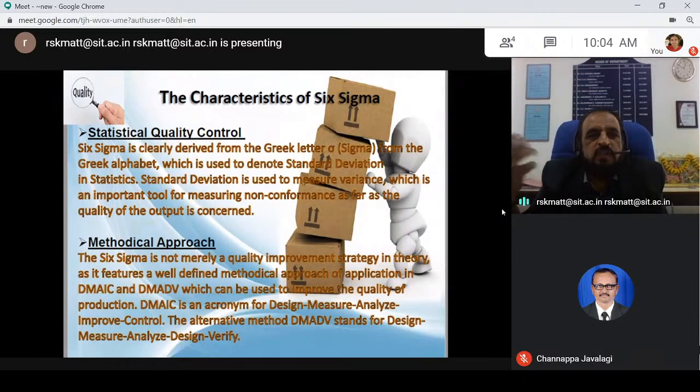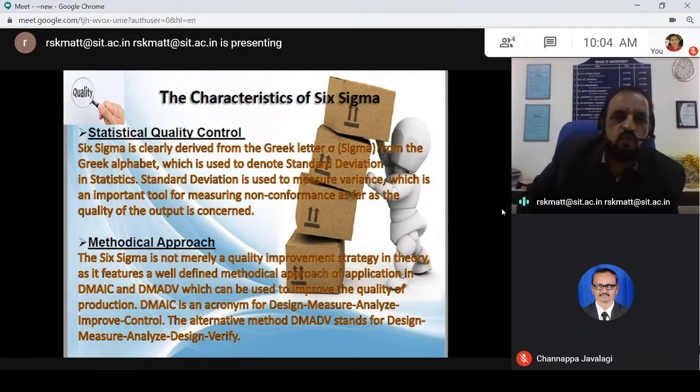Statistical quality control is used in Six Sigma, and as I told you, statistical quality control is the backbone of Six Sigma. We should be very strong in statistics: mean, mode, median, standard deviation, sigma, Cp, Cpk, all the concepts of statistical quality control, hypothesis testing, and design of experiments. We need to be very strong in statistical quality control to implement Six Sigma.